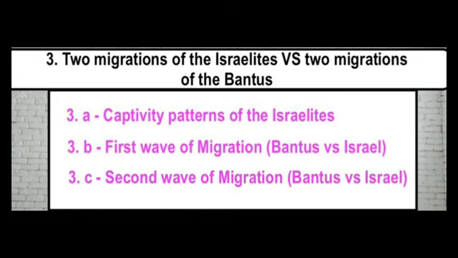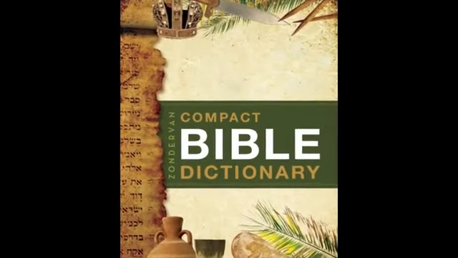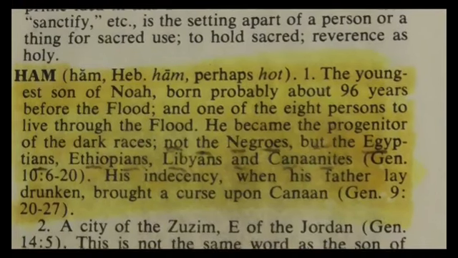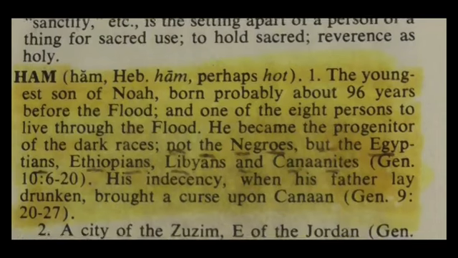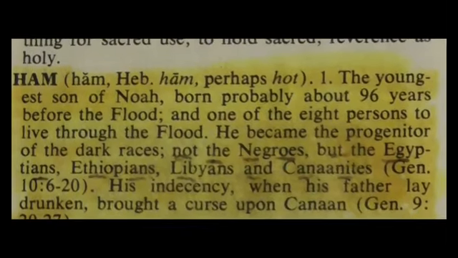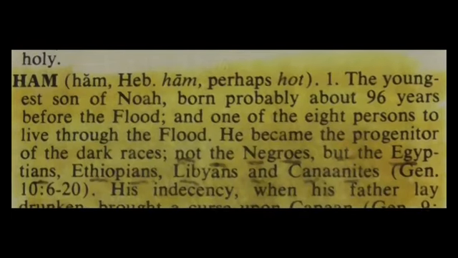So now what we're going to do is go into the definition of Ham, who is the progenitor of the dark races but not the Negroes. We're going to break down and find out exactly which set of the black race on earth represents the Negroes. That's what we're going to find out before we delve into the migration.